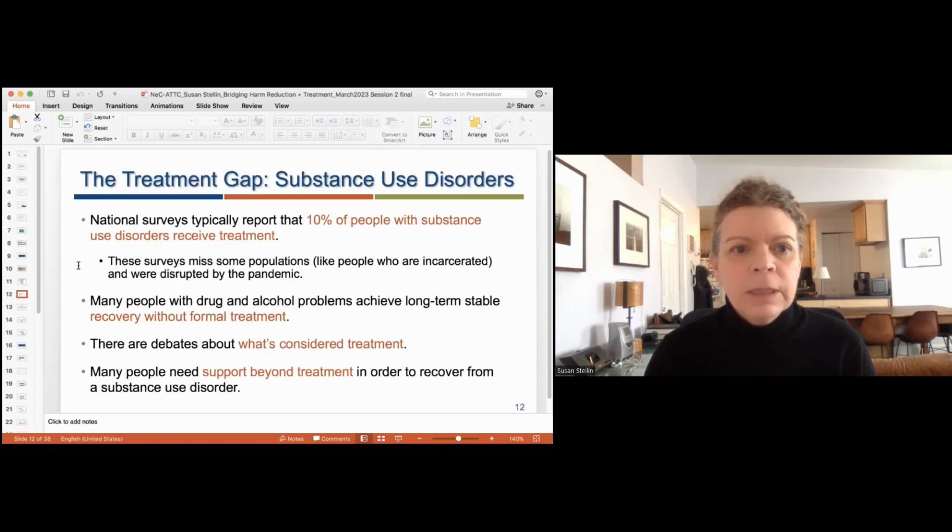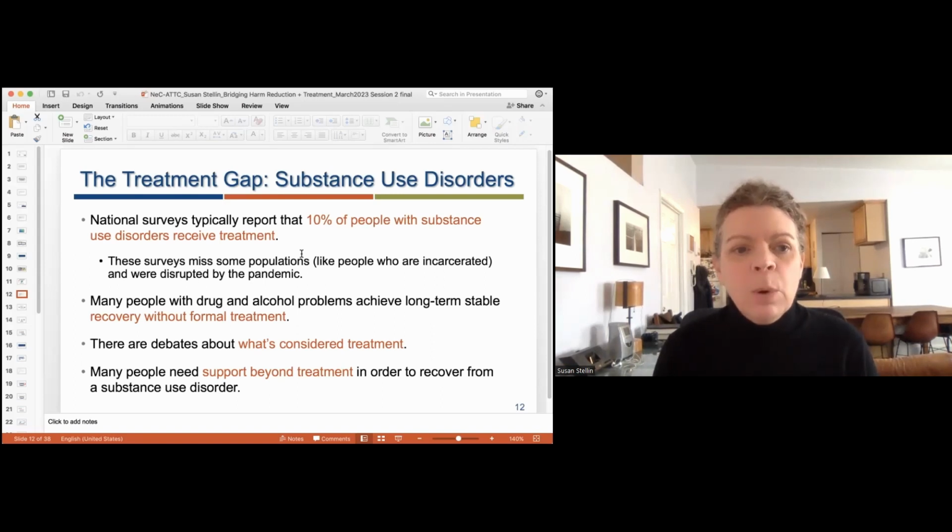That's a good question. So, we've all heard about the idea of the treatment gap, thinking about people with substance use disorders. We talked last week about how 10% of people with substance use disorders receive treatment. That's typically what comes up in surveys. And again, these national surveys do miss some populations, including people who are incarcerated, and a lot of the surveys were disrupted during the pandemic. But consistently, only 10% of those with SUDs actually receive treatment.